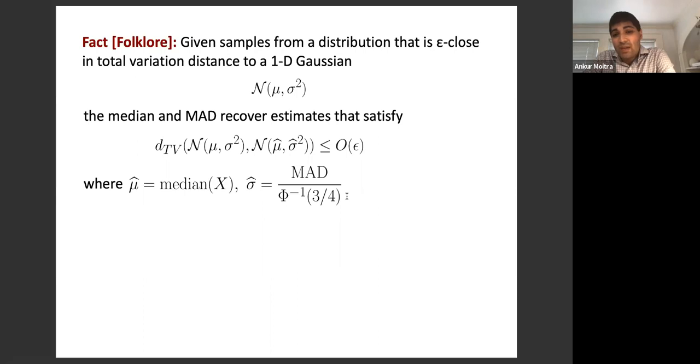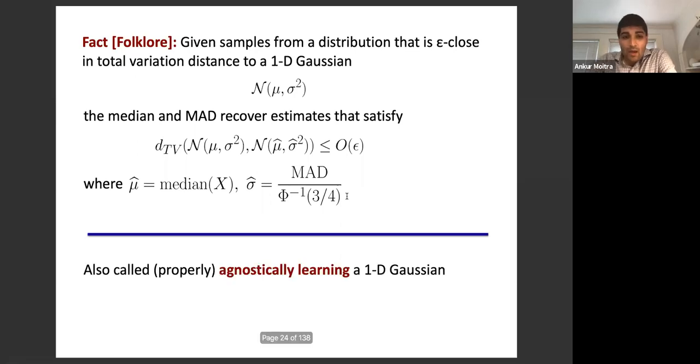So how would I compute the median and the median absolute deviation? I just compute them because they're in 1D. So now I come from theoretical computer science, and in my nomenclature, these things would be called properly agnostically learning a Gaussian. So first of all, it's agnostic learning because you're no longer making some sort of religious belief that your samples really do come from a Gaussian. You're merely saying that if they come from something that's close to a Gaussian, you want to do very well too. And it's also a proper estimate because you want your estimate to actually come from within the class. So you start off with samples from a 1D Gaussian, and I spit out the mean and variance of another Gaussian.